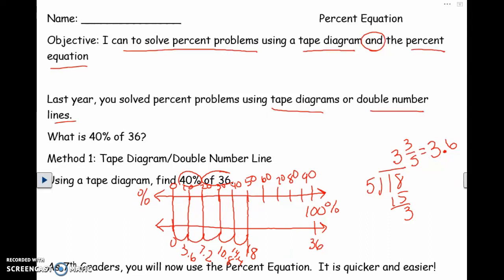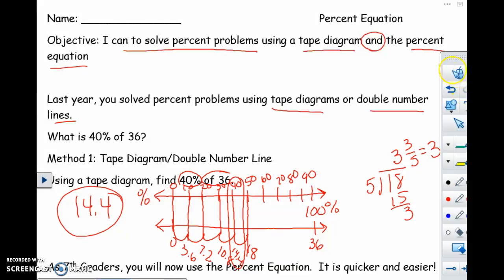Now the question was asking, what is 40% of 36? So 40% of 36 should give us 14.4. Ooh, that was a lot of work. Don't be afraid of a decimal. This happens sometimes. We get decimals. It's just the way it is. Make sure you have this. If you don't, pause the screen because I have to scroll down so you can see the next part.